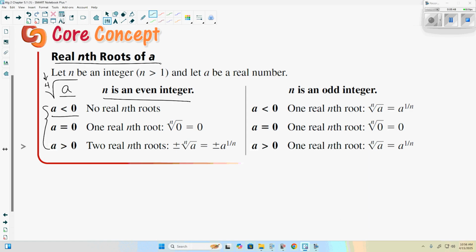And the last case is if a is greater than 0. A is any positive number.